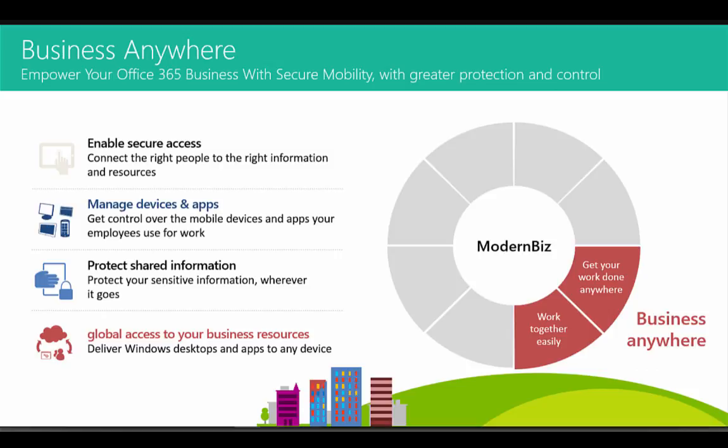So the 4 different components that we have is enabling secure access. As I said, that really is, we're talking using identity and your Azure Active Directory. It could be tied into your current on-premise Active Directory, and making sure that the right people have access to the data that they need to and the applications they need to.